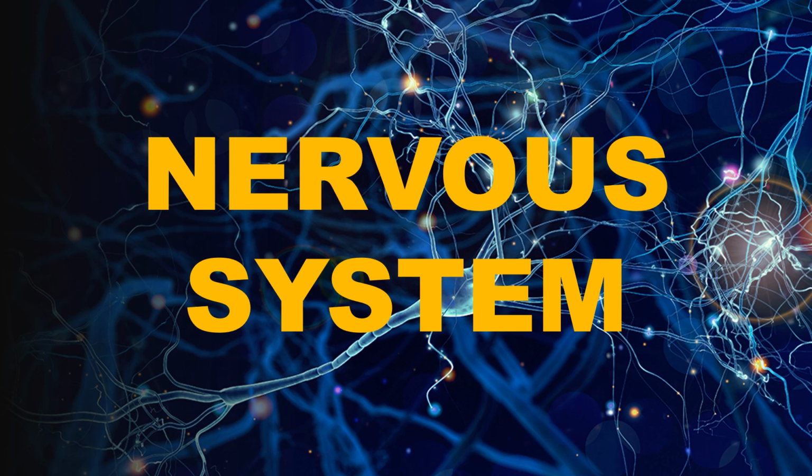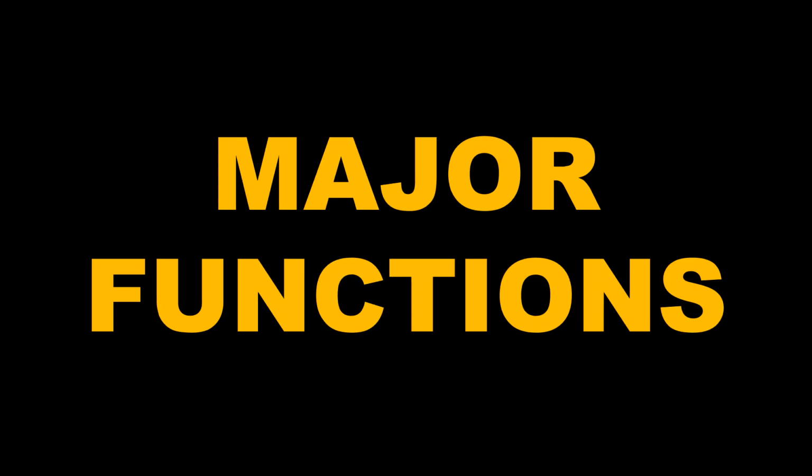So to start with, let's first identify the major functions of the nervous system. The nervous system is involved in some way in nearly every body function. We can therefore consider the nervous system as a communication system wherein it receives signals from and sends commands to the different areas of the body.